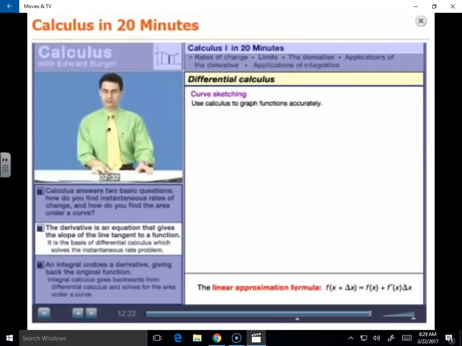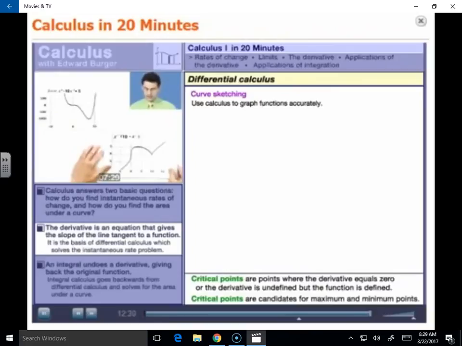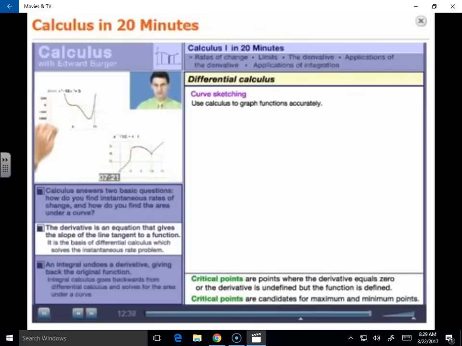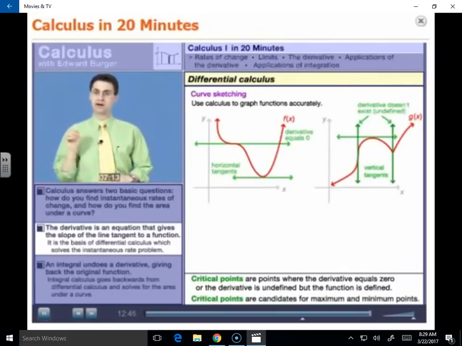First, you find the critical points. Those are points where the derivative either equals 0 or the derivative is undefined, but the function is defined. So, for example, in these examples right here, you'll notice that the derivative equals 0 here. The tangent is horizontal right there. The tangent is horizontal here. In this example, the tangent is horizontal here. And then where does the derivative not exist? The derivative doesn't exist here, and the derivative doesn't exist there. Those are candidates for max and min. Those are called critical points.